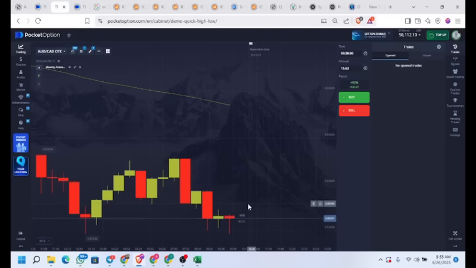How to analyze Pocket Option yourself and take some trades. Okay, now this is a demo account. I'm not going to do it on a live account, but then I do trade on a live account. But I just want to show you how it's done because it's not my time to trade yet.